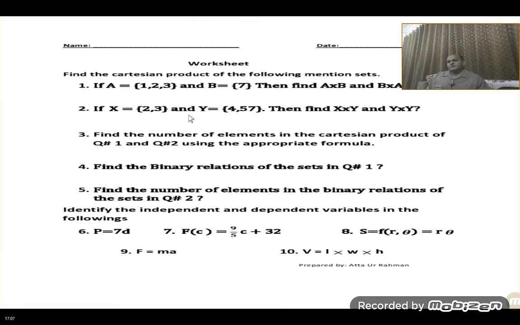Now it's your turn, dears. You have to solve this worksheet and send me back its solution.